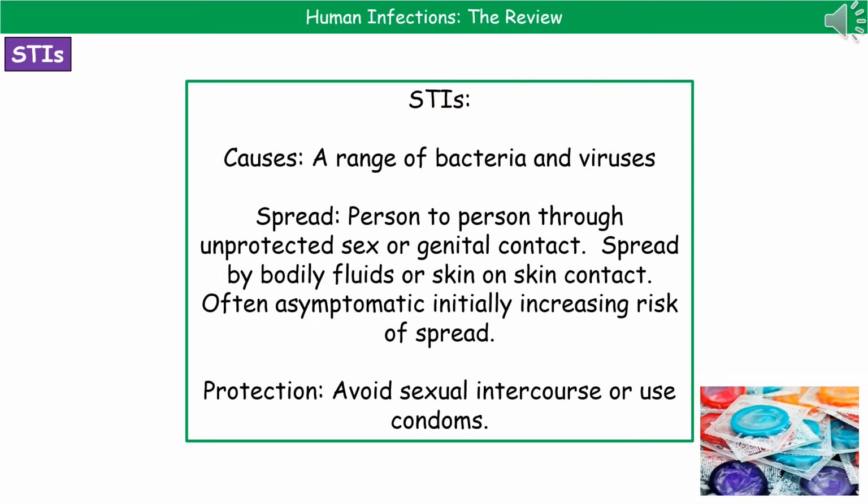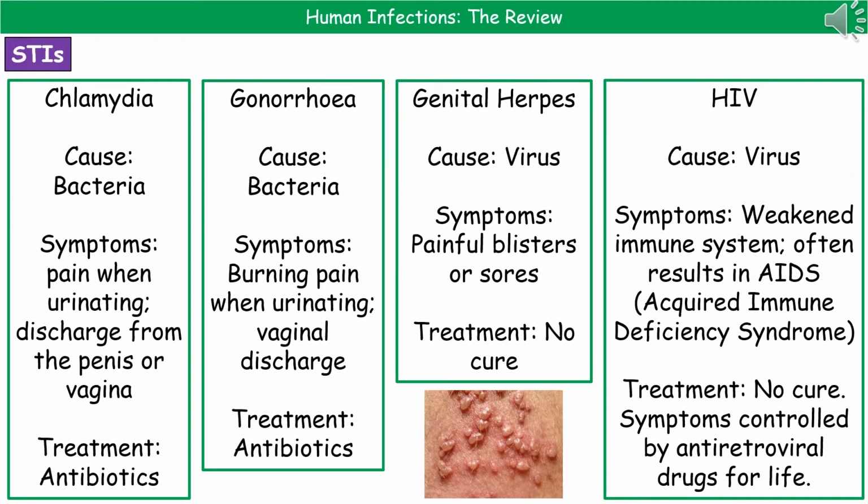In terms of how to avoid actually getting an STI, then you can either avoid sexual intercourse altogether, or if you are going to engage in sexual intercourse, then use a form of protection like condoms. So 4 STIs for us here then.